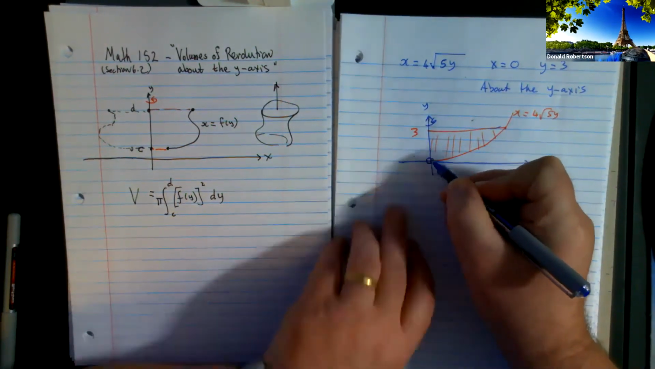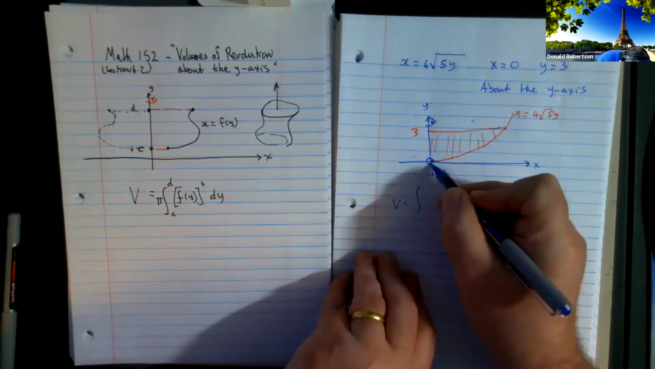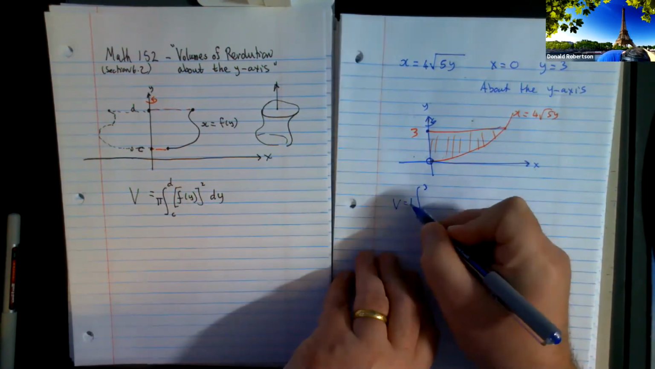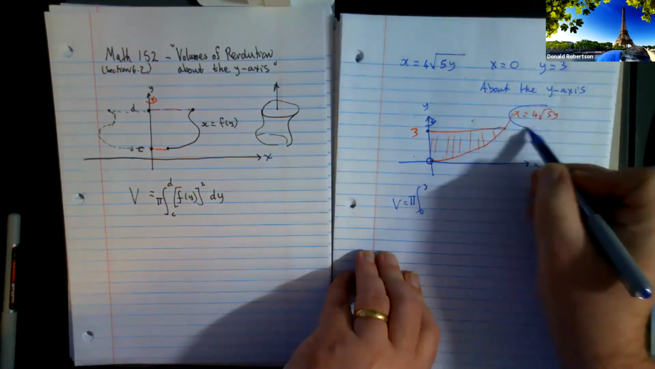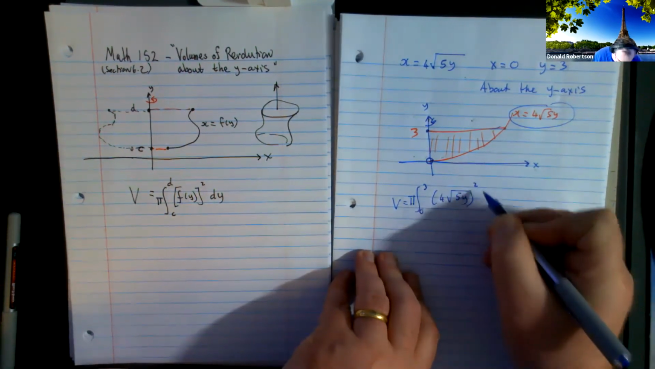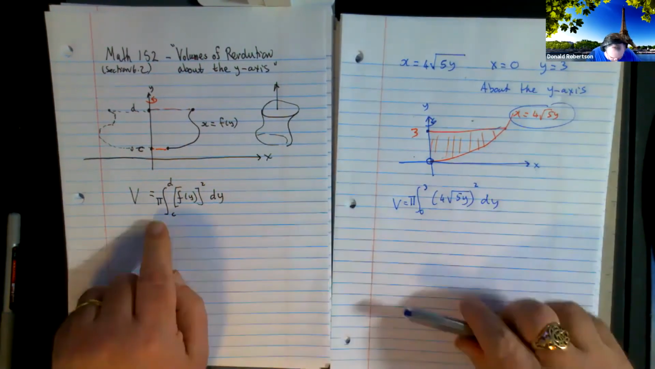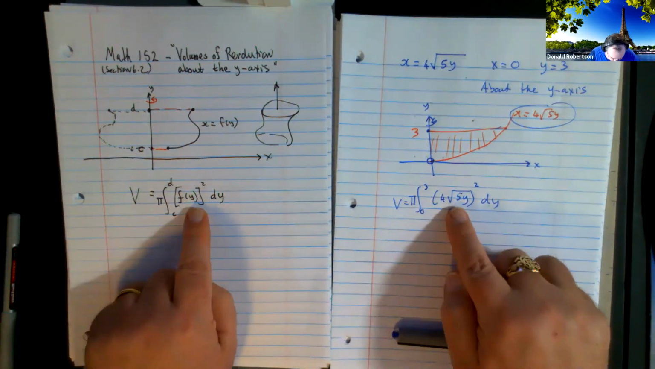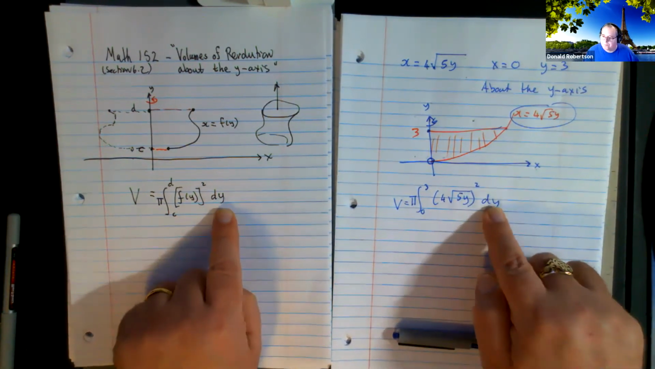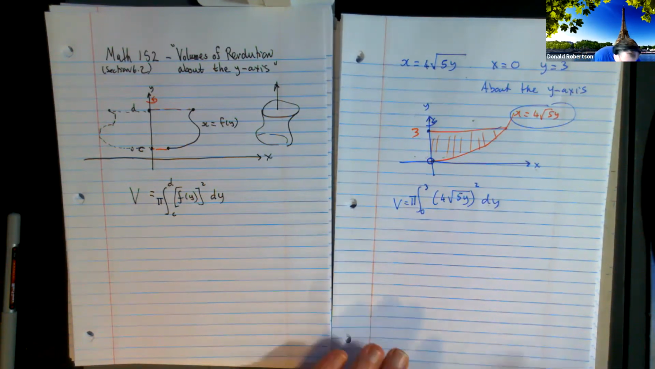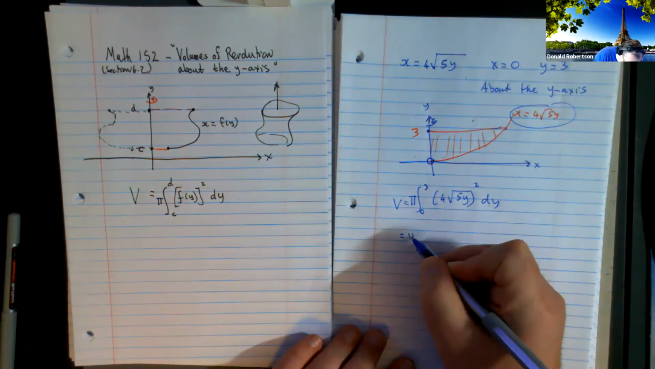It starts at y equals 0, and it finishes at here, which is 3. There's my pi, and the f of y is this fella, squared. So pi, start 0, finish 3, the function squared dy. You comfortable about where all those pieces came from? So let's take it to the next stage then.